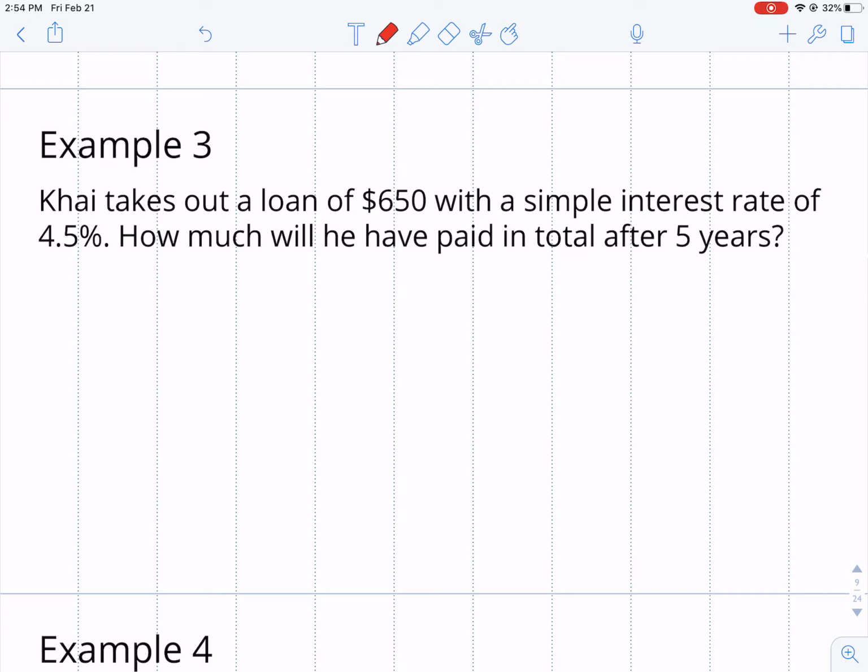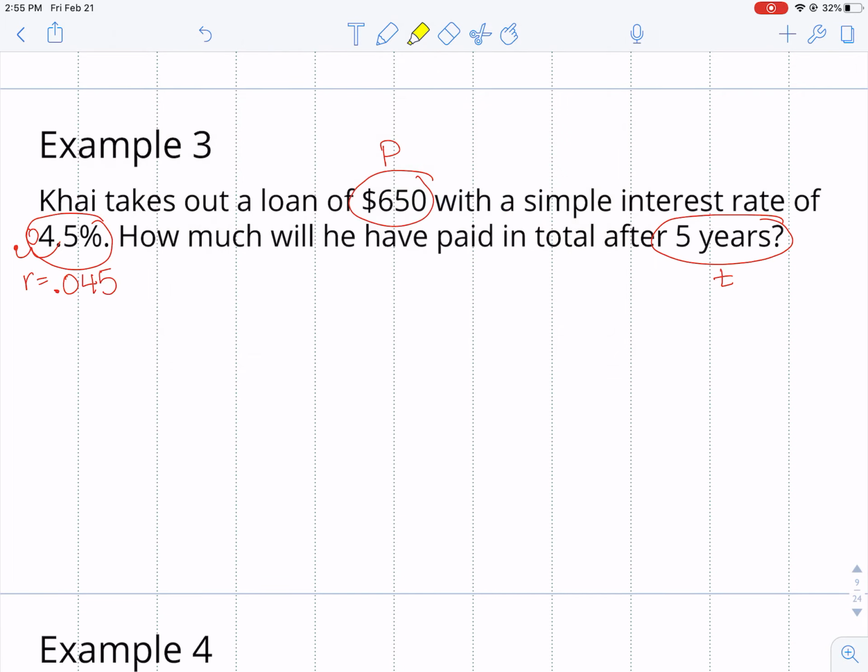Number 3, Kai takes out a loan of $650 with a simple interest rate of 4.5%. How much will he have paid in total after 5 years? So we know that this is going to be our principal. We know that this is our rate, but we need to move it 2 places to the left. So it's 0.045. And then the 5 years would be the T.